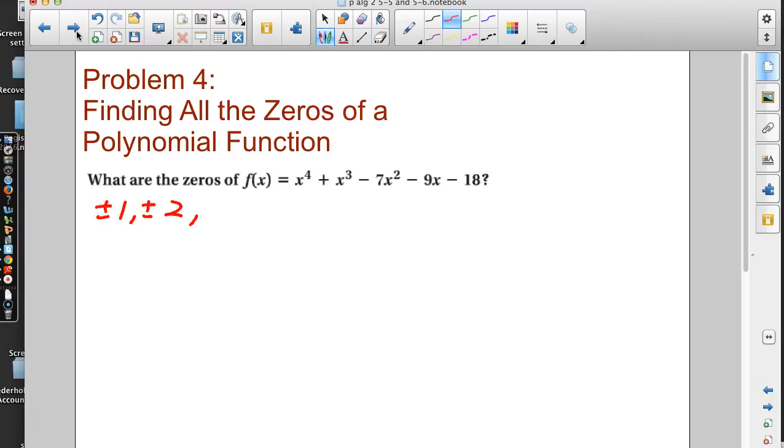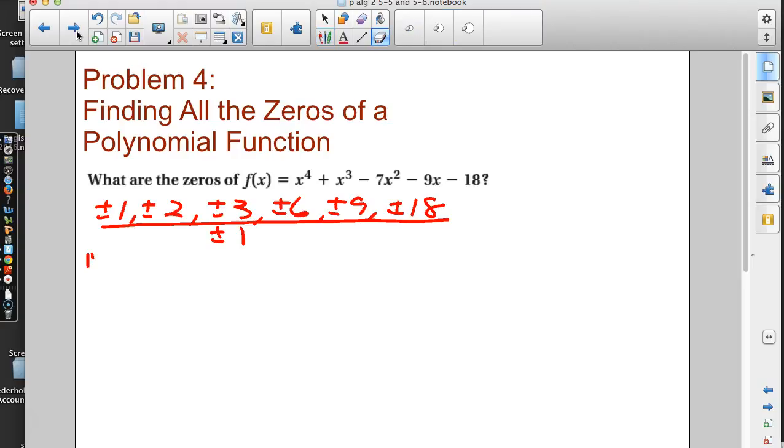Oh boy, this one has a lot, doesn't it? 1, 2, 3, 6, 9, and 18. All over what? Love it when that happens. At least we don't have to remake the whole list here. So 1 over 1 is 1, 2 over 1 is 2, etc.